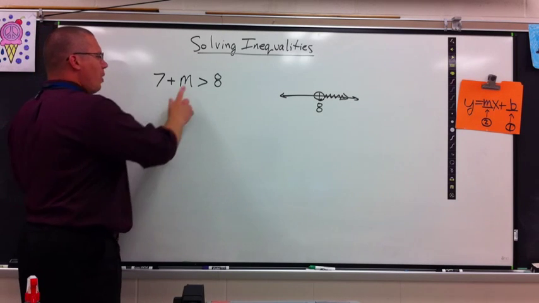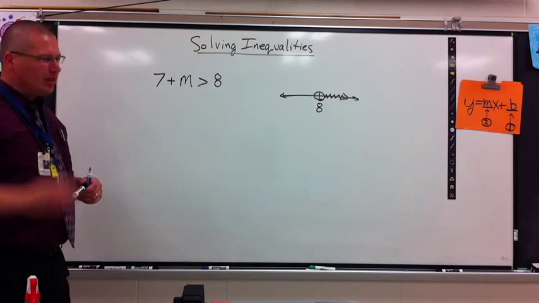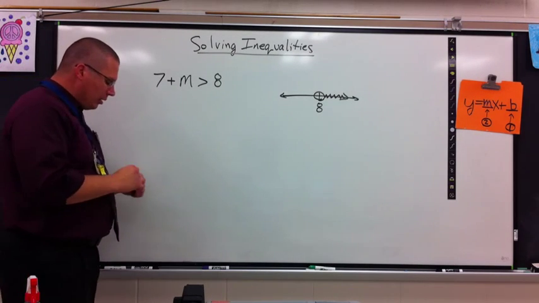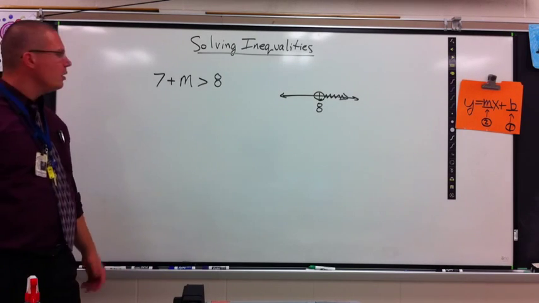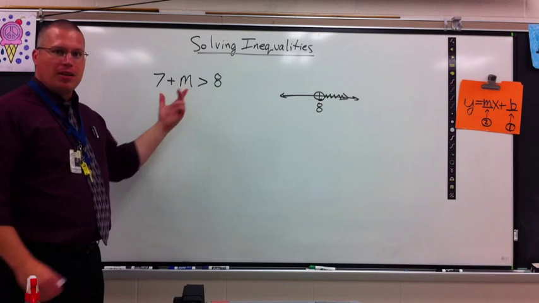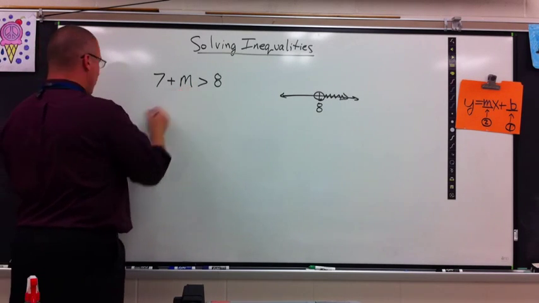Say, okay, what number plus 7 is bigger than 8? So there's more to think about. Luckily, we know how to solve for variables, which means get the variable by itself. Here's an addition equation. Why? Because there's addition. How do I get m all by itself?